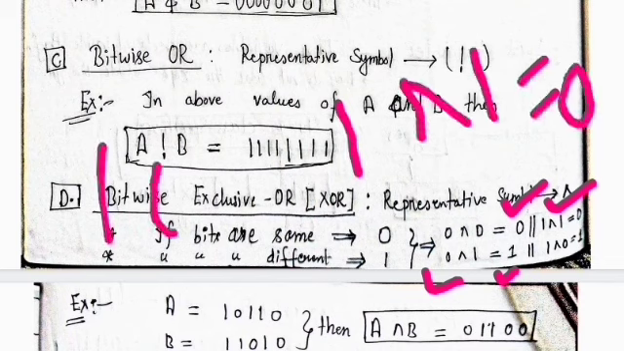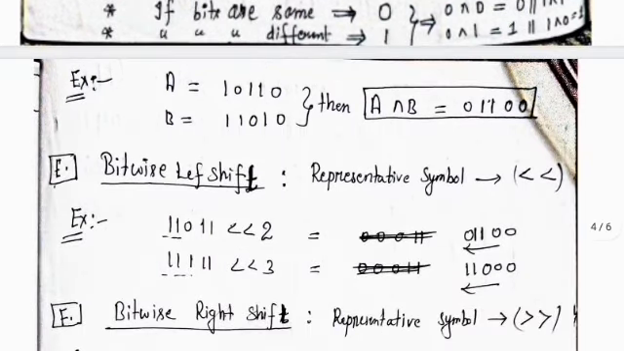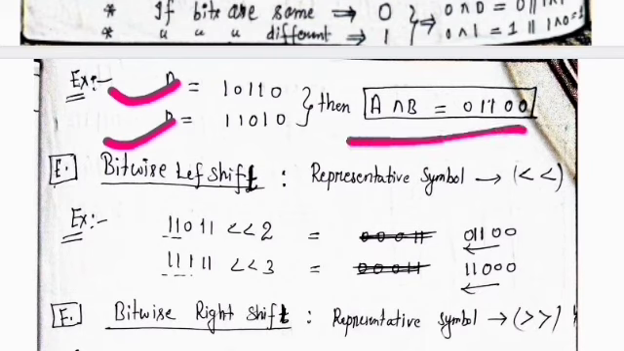If 1 0, then the value is what? 1. Okay, in the case of exclusive OR. Now come to the next. For the example, here the value of A is given like this and the value of B is given like this. Then the XORing of A and B is given like 0 1 1 0 0.